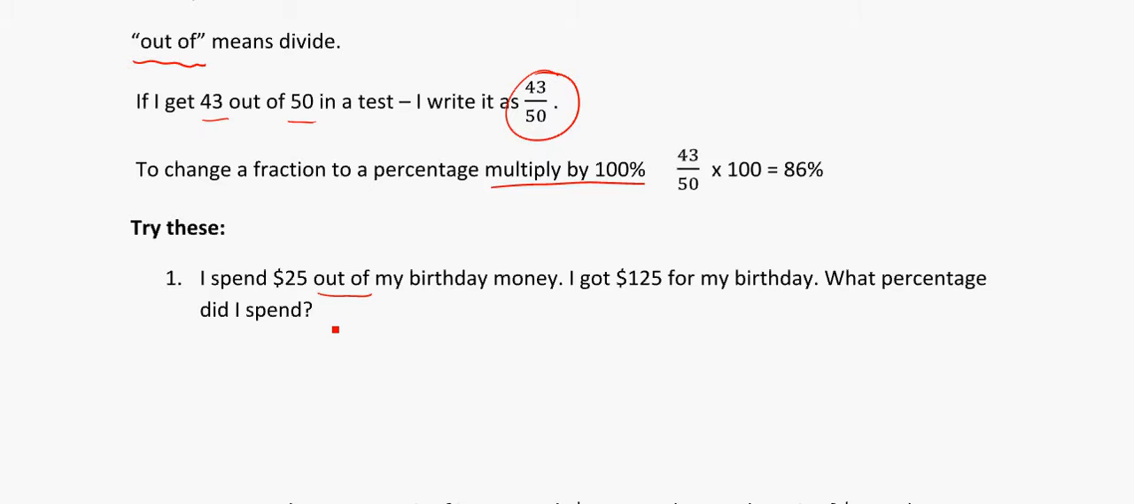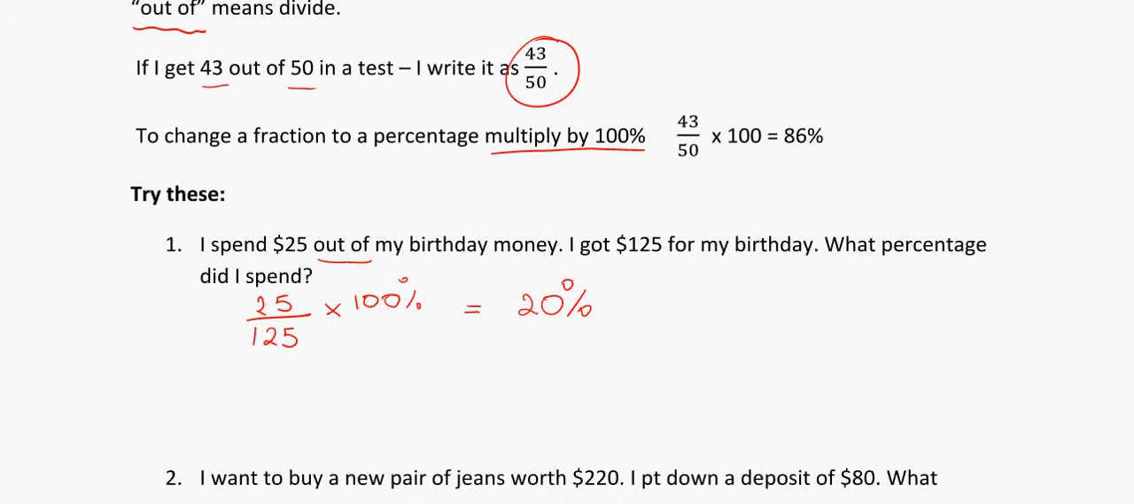So first of all, you make your fraction. So it's 25 out of 125. And once you've got your fraction, you already know this, you multiply it by 100% to change it to a percentage. And you can do that on your calculator, and you should get 20%. So you spent 20% of your birthday money.